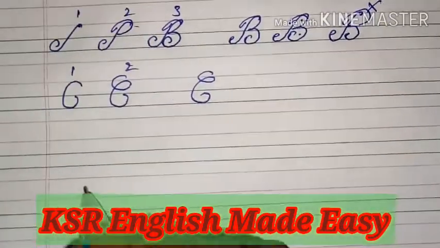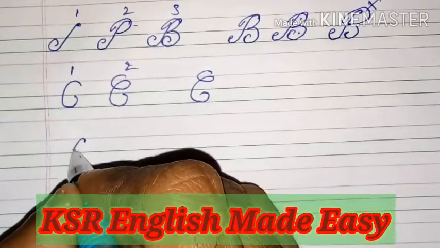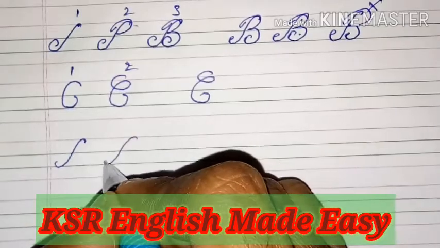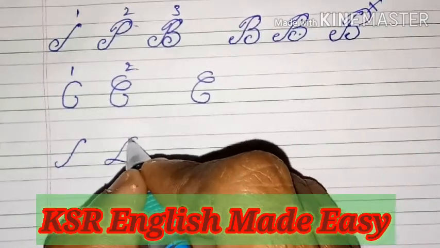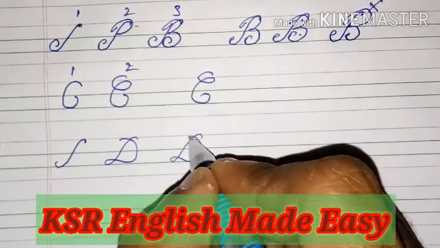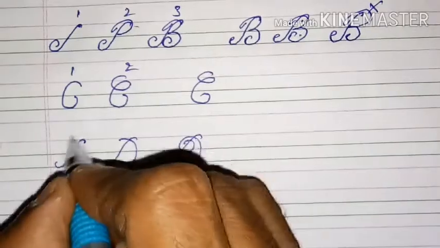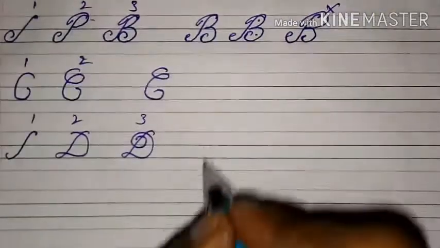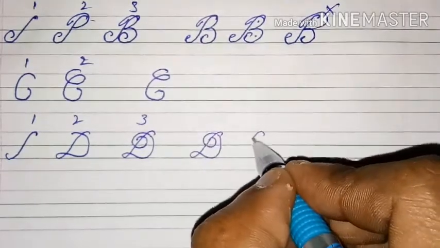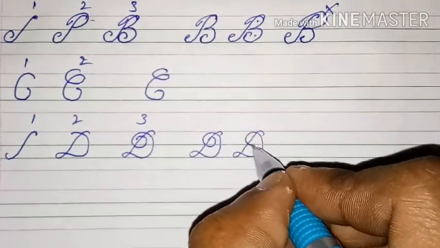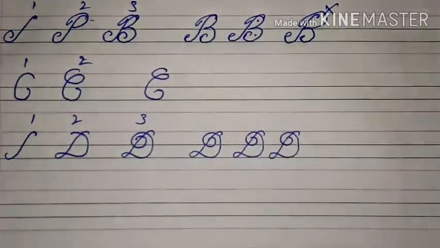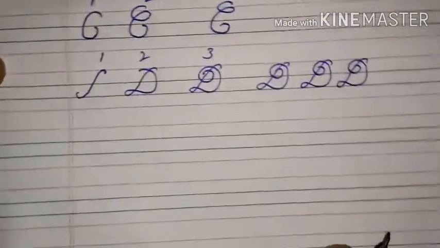D is divided into 3 strokes. From the upper zone to the lower zone. The next one is, you make a small turning like this to the upper zone. It's 1, 2, and then make a round like this. 1, 2, and 3. When you practice all these letters, you have to practice very slowly so that all the letters will be very accurate.